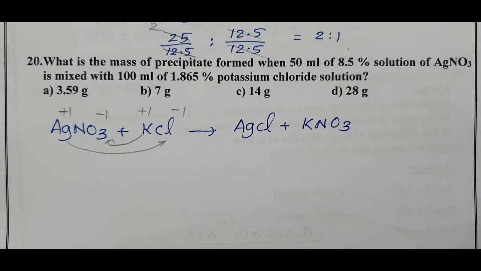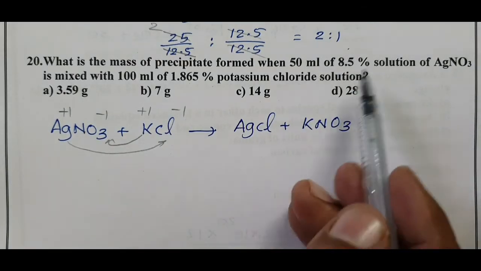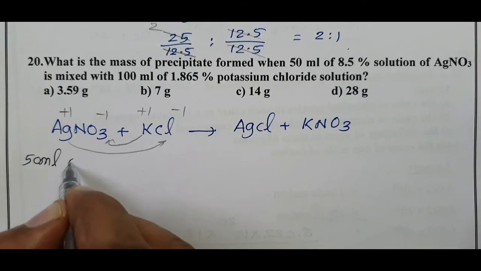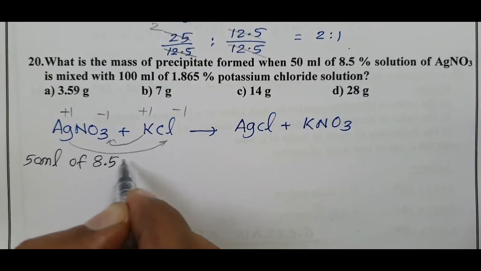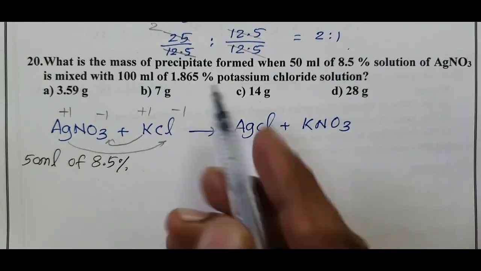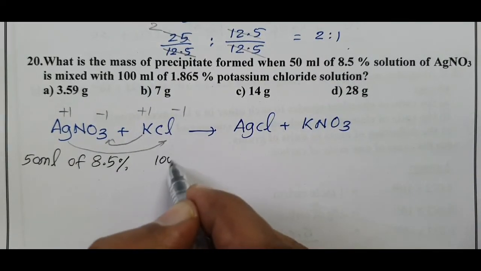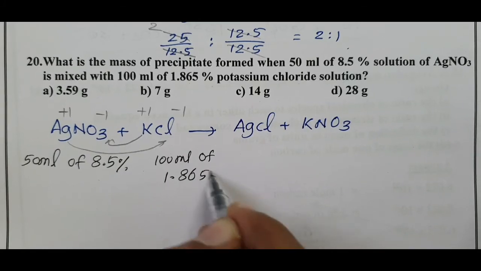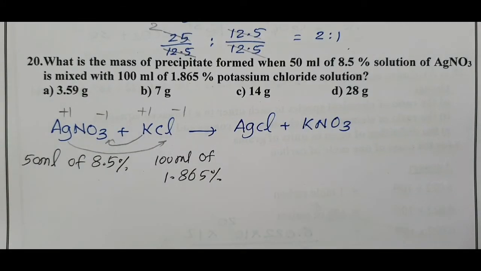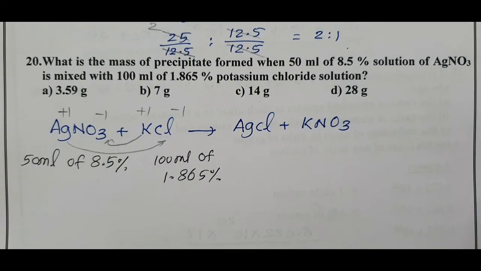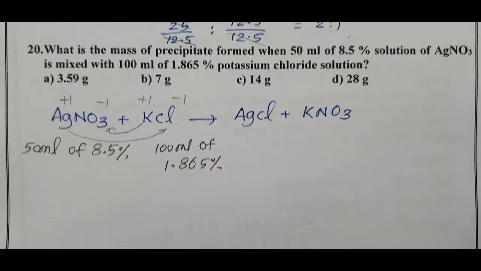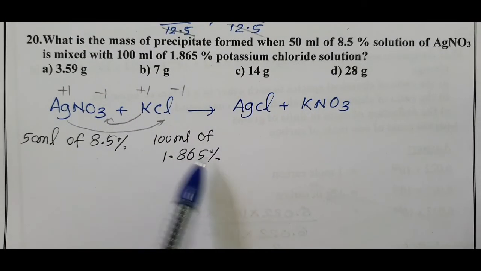What values are given? Silver nitrate is not 100 ml, it is 50 ml of 8.5%, and potassium chloride is 100 ml of 1.865%. Easy one. First we have to convert that 50 ml of 8.5% into 100 ml. Here there is no change. 100 ml, 100 gram containing 1.865. How to convert?